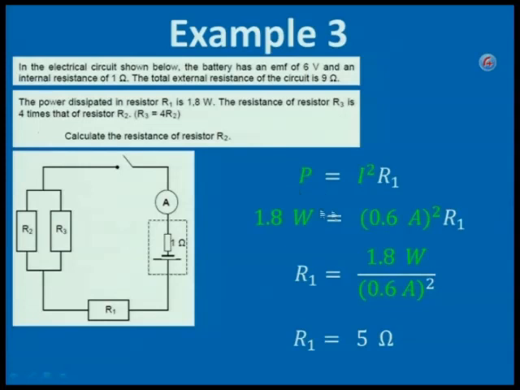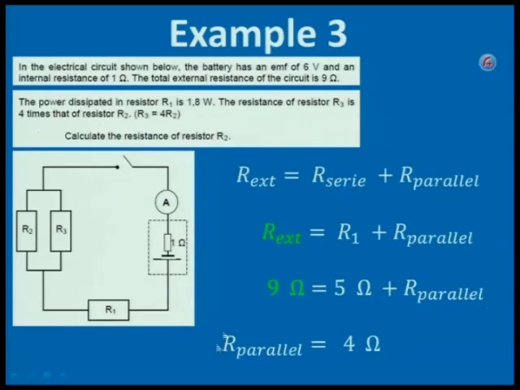We have the power. It's 1.8 watts. We also have the current through R1, which we just calculated, 0.6 amperes. So you can get the resistance for R1. So let's calculate the resistance for R1. You have 1.8 watts divided by 0.6 amperes squared. That gives you 5 ohms. Make sure that you punch it correctly in your calculator.